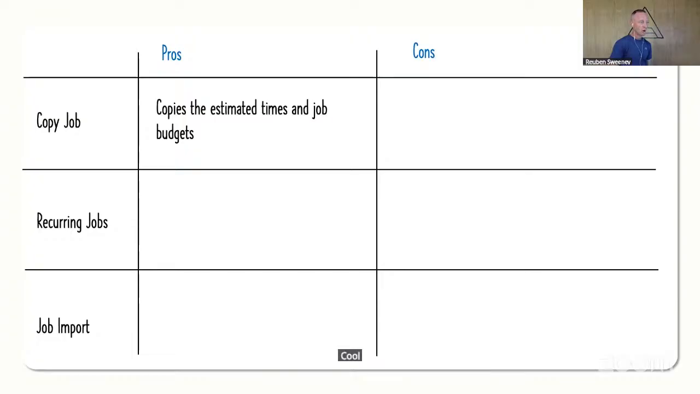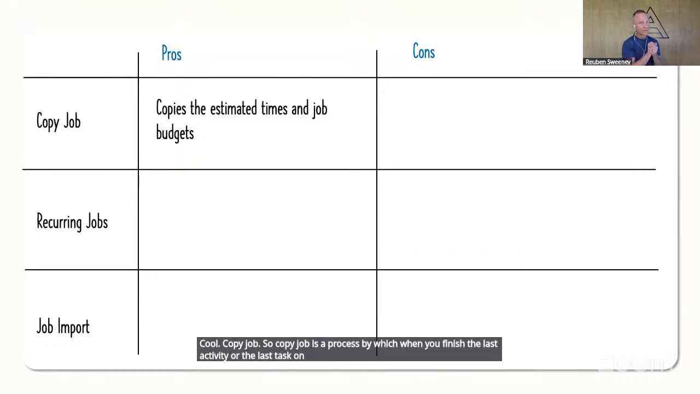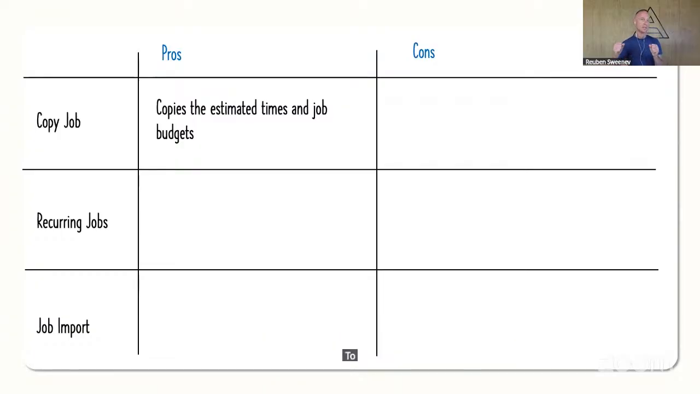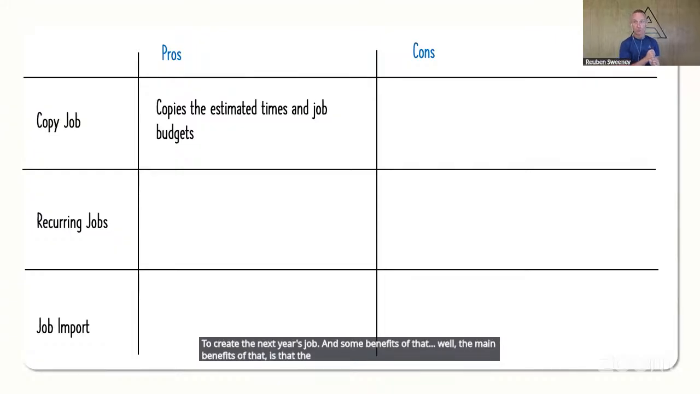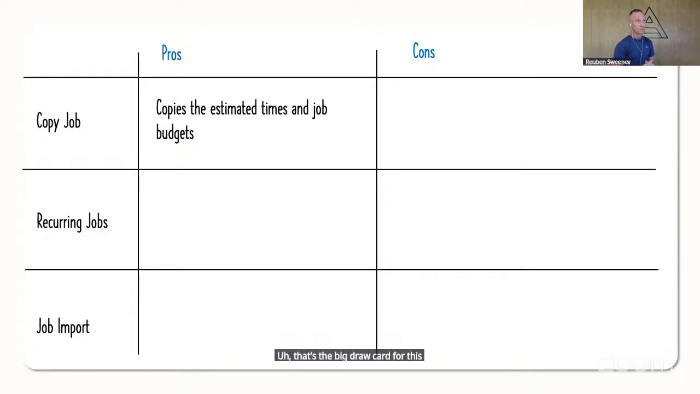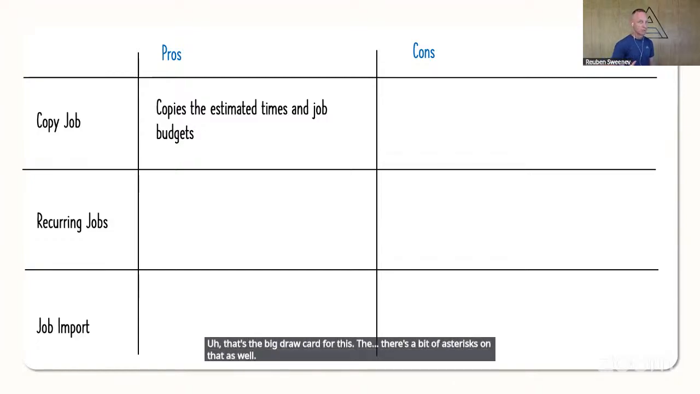Cool. Copy job. So copy job is a process by which, when you finish the last activity or the last task on a job, whenever you might finish it throughout the year, it's someone's responsibility, much like doing a final invoice or doing a WIP wash up, to create the next year's job. And the main benefit of that is that the estimated times that are on that job and the job budget copy across, which is pretty good. None of the other two methods achieve that, with the exception of job import, which we'll show you at the end. But that's the big draw card for this. There's a bit of an asterisk on that as well. It also copies your disbursements, which is a real hassle.